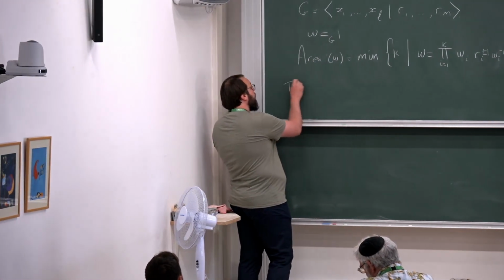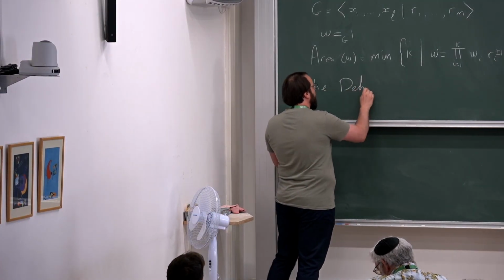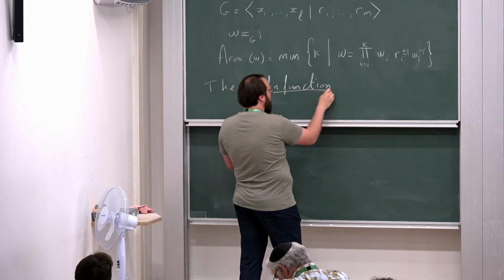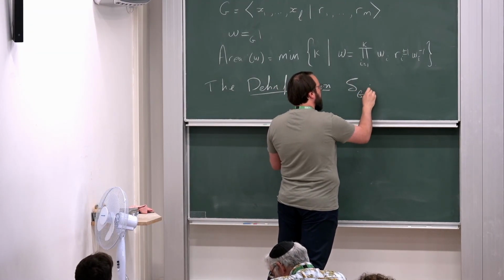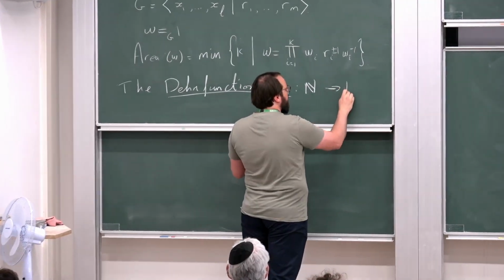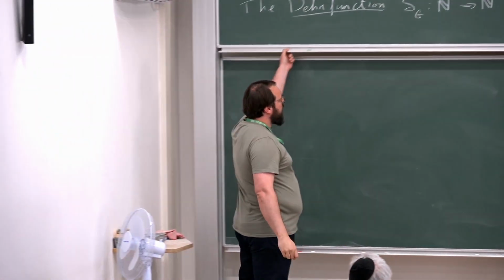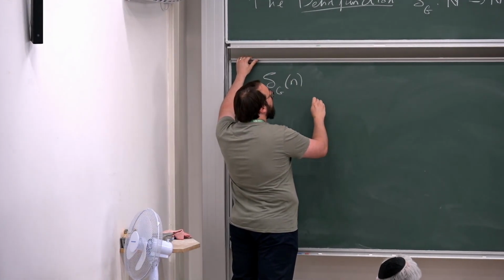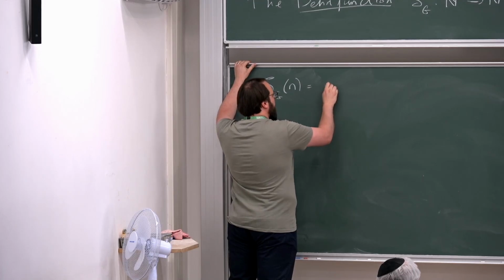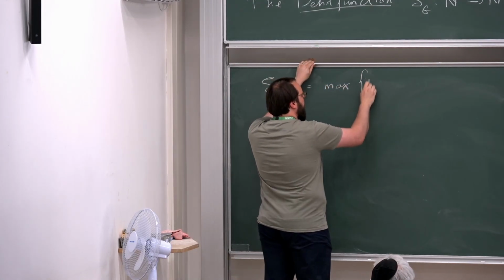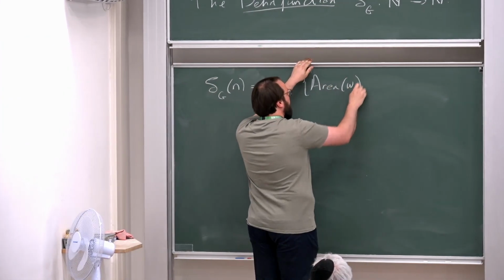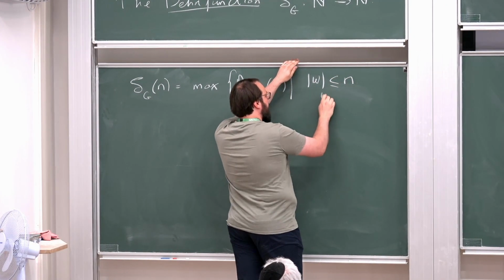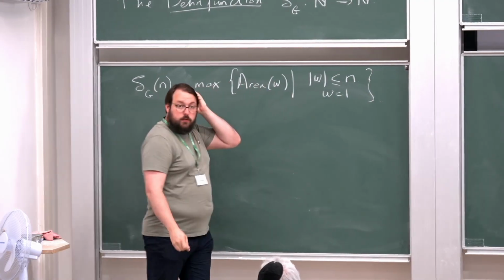Okay, and the Dehn function, D sub G, is a map from the natural numbers to the natural numbers, and so it takes in an n, and it maximizes this area, so it's the maximum over the area of W, such that the length of W is bounded by n. I guess very simply defined, W better be the identity.